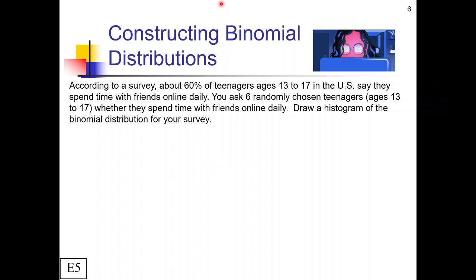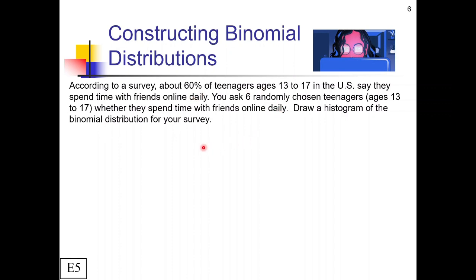Now that we've seen the binomial probability formula in action, we're going to use it to construct a binomial distribution. So here's our problem for this one. According to a survey, 60% of teens 13 to 17 in the US say they spend time with friends online daily. You randomly choose 6 of them and ask them whether they spend time online daily. We want a histogram of the binomial distribution for this survey.